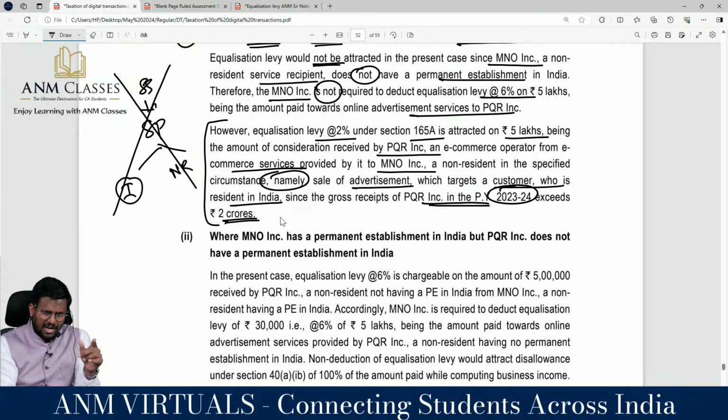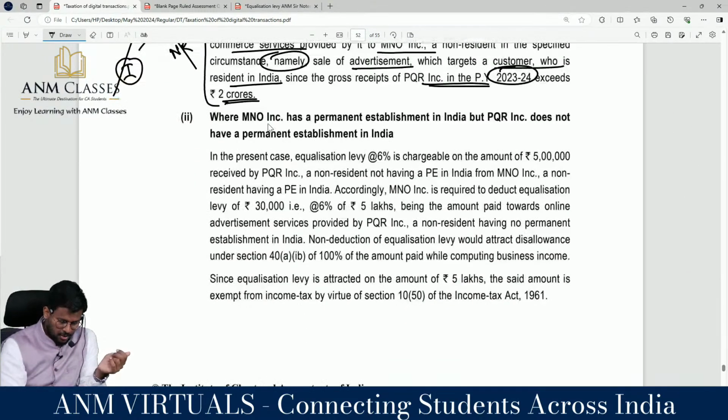So, the e-commerce operator is outside India, but where has he done business? He has done business in India, and the advertisement is in India, targeting Indian customers. So his income is accrued or arisen from India as per the SEP concept. More than 2 crore, so that income is accrued or arisen in India. For that he is liable to pay tax in India. This is not falling under 165, so it will fall under 165A. So to cover such circumstances, we have kept 165A.